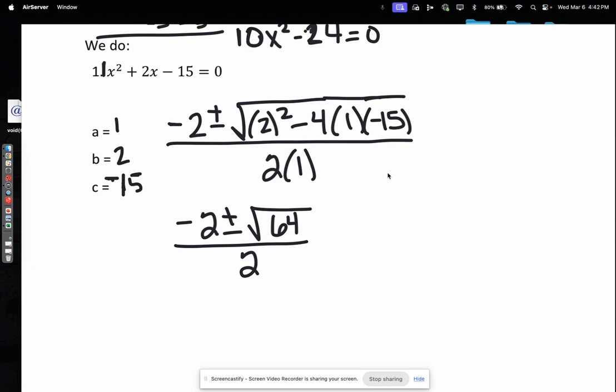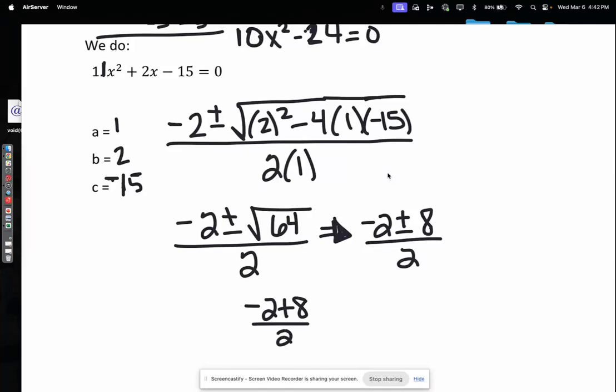Remember we talked about in the square root method simplifying. So I can simplify 64. So I have -2 plus or minus the square root of 64, which is 8, over 2. Now we talked about you have a plus and a minus symbol. So this is really two separate problems. I have -2 plus 8 divided by 2. So I'm going to have to solve that one. And I need to do -2 minus 8 divided by 2.